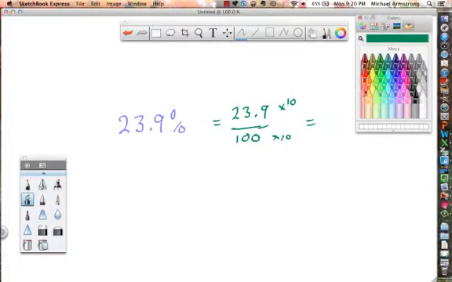And I'm going to get 239 over 1,000. See how this is just the reverse of what we did back on the other page. 23.9 times 10 is 239. We just move that decimal over. Okay, that's how that works. We move this decimal over by multiplying by 10, and we have to add a 0 to do it. 1,000. So 239 thousandths.